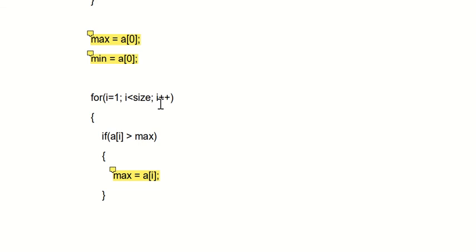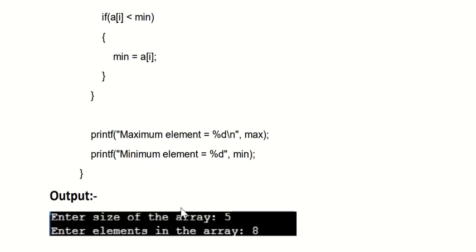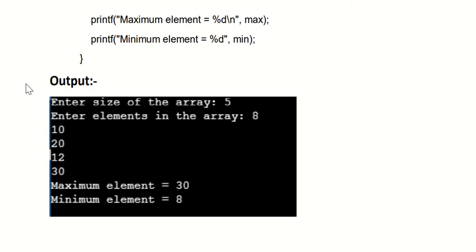So after this, we know that maximum is 30 and minimum is 8. So here printf to print the maximum and printf to print the minimum. So here is the output. Enter the elements: 5 elements, and the numbers are 8, 10, 20, 12 and 30. So out of these 5 numbers, 30 is the maximum one and 8 is the minimum element. Thank you.